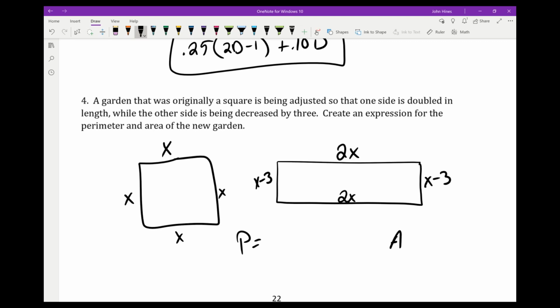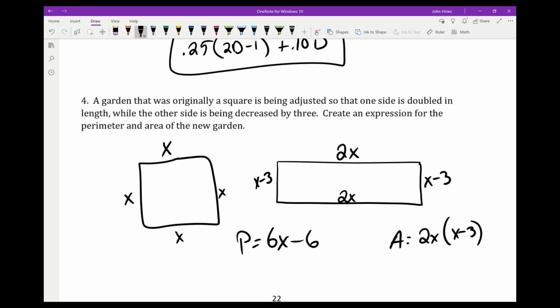See if you can get me the perimeter and area like we did above. Pause the video and see if you can do that. So the perimeter, 1, 2, 3, 4, 5, 6 x's minus 6. I went around and I collected all the sides and added them together. While the area is the product, 2x times (x minus 3).